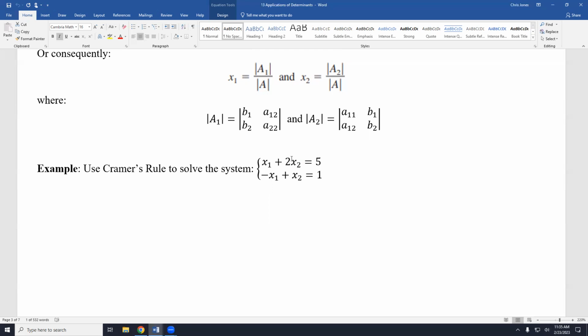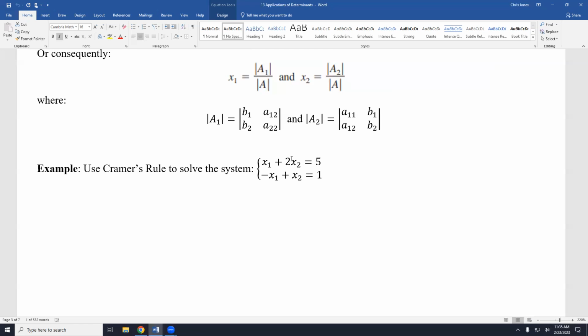So does everybody see how I set that up, guys? B1 and B2 are going to be the constants on the right-hand side. And then A1,2 and A2,2 are the coefficients of x2. Over here, A1,1, A1,2, so A2 is going to be equal to 1, negative 1. And then the constant vector, or the constant column matrix, 5, 1. Finally, for A, that's just the coefficient matrix of the left-hand side: 1, 2, negative 1, 1.